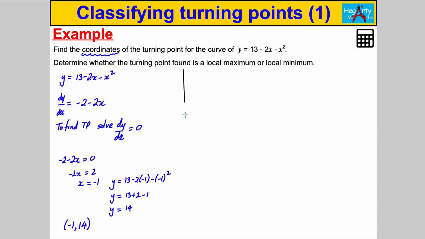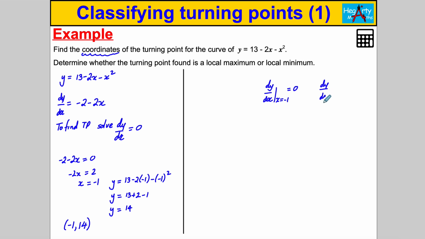However, we do also have to classify that turning point as a local maximum or a local minimum. So what we're going to do is what we did before. We know the value of the gradient function dy by dx when x is equal to negative 1 is 0. That's the work we did on the left.